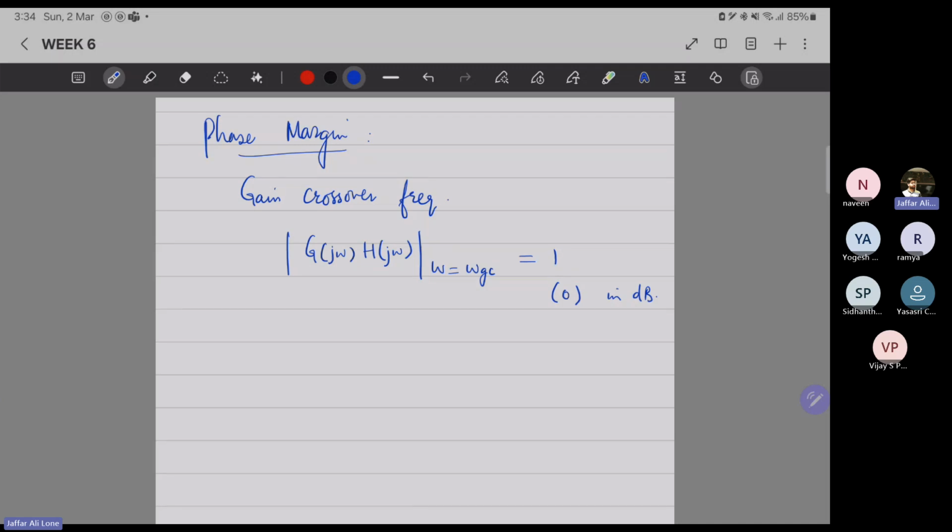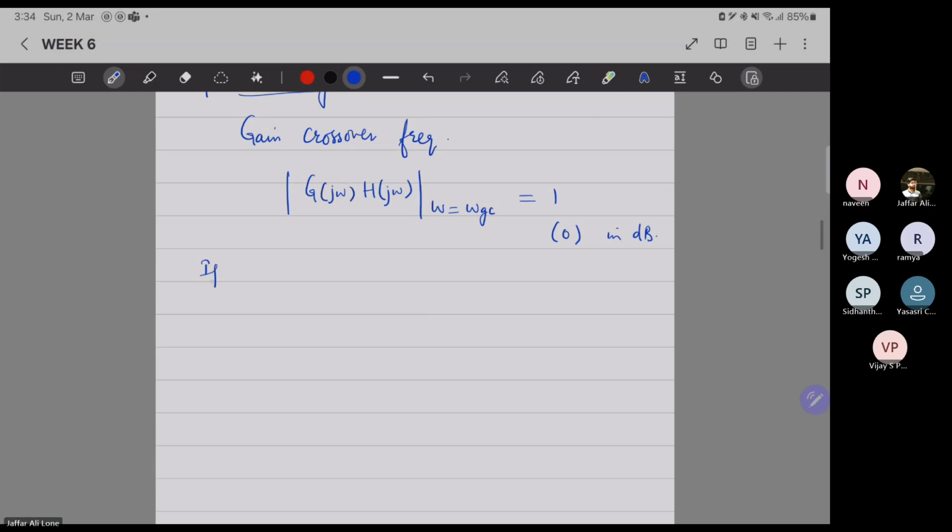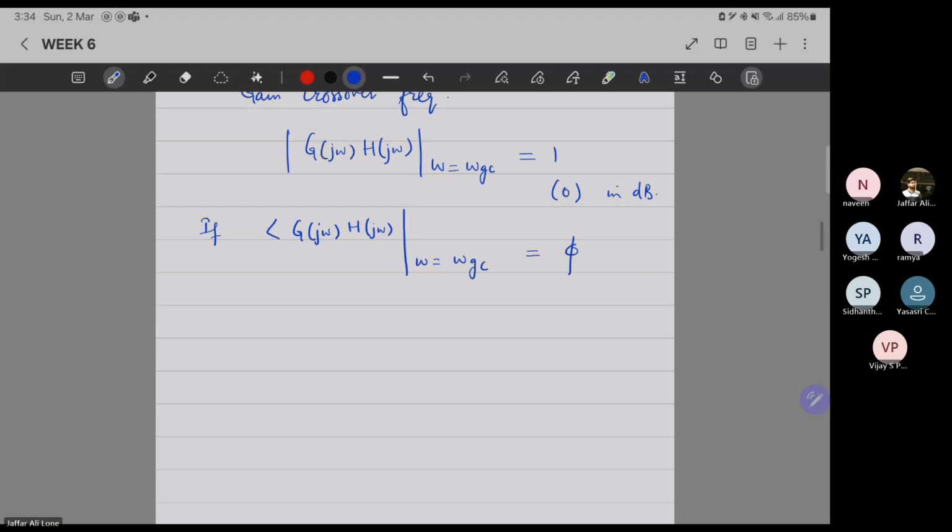Right. Now, if the angle of G(jω)H(jω) at ω equal to ωgc is equal to phi, then phase margin is equal to 180° plus phi.